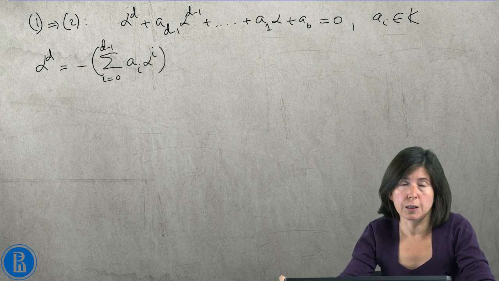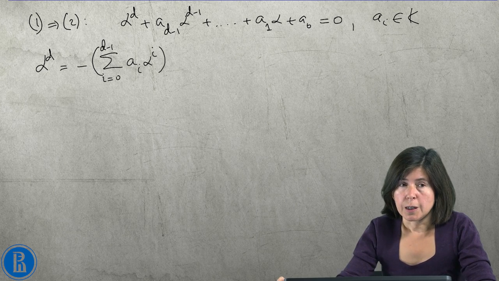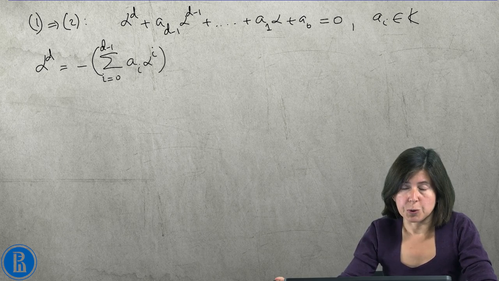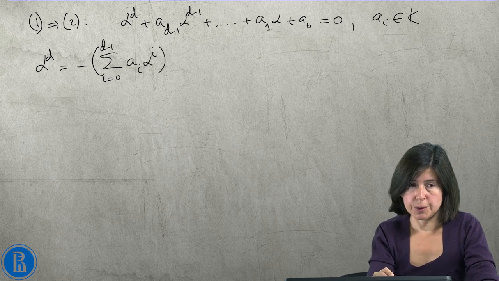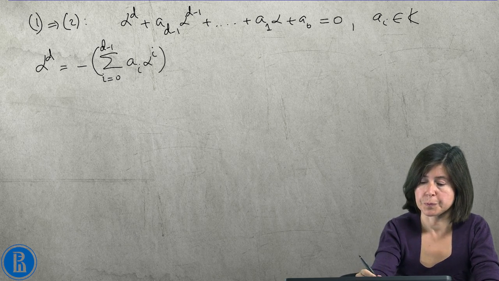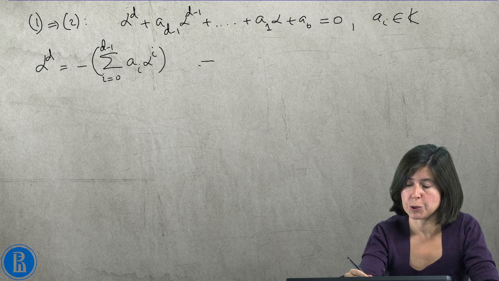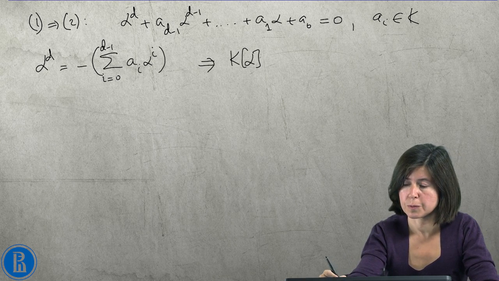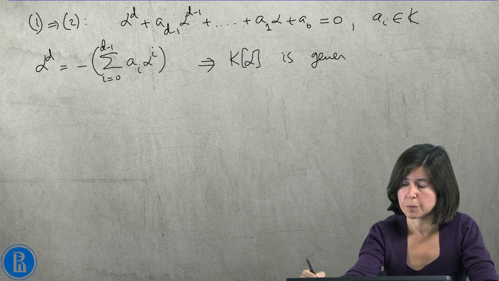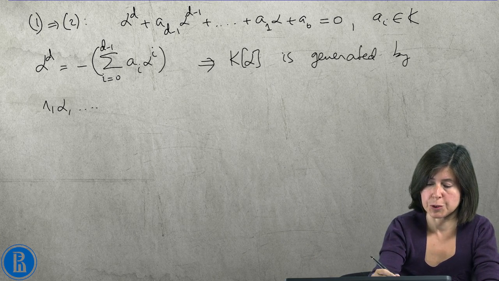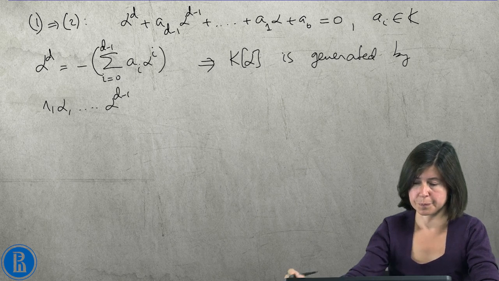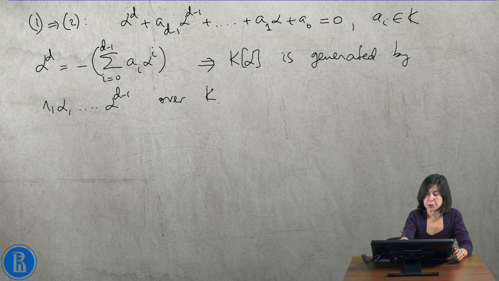So you see that alpha to the power d, alpha to the power d plus 1, and so on, are going to be linear combinations of the lower powers of alpha. This implies, of course, that K of alpha is generated by 1, alpha, and so on, alpha to the power of d minus 1 over K. And in particular, it is finite dimensional.